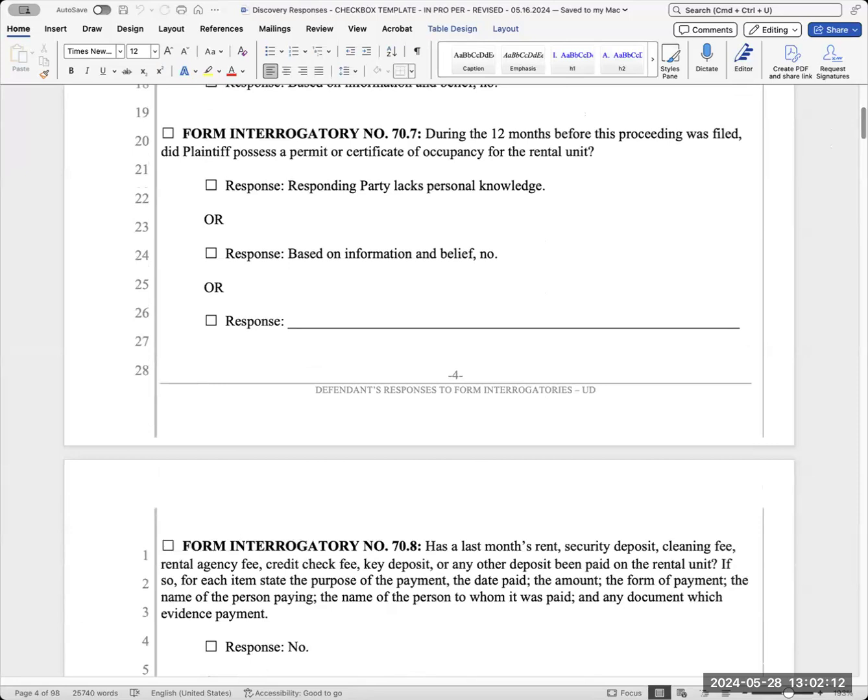70.7: During the 12 months before the proceeding was filed, did plaintiff possess a permit or certificate of occupancy for the rental unit? This question can be tricky because it seems like something that perhaps only the plaintiff knows the answer to, but landlords are often required to post permits and certificates of occupancy in public places for all tenants to see.